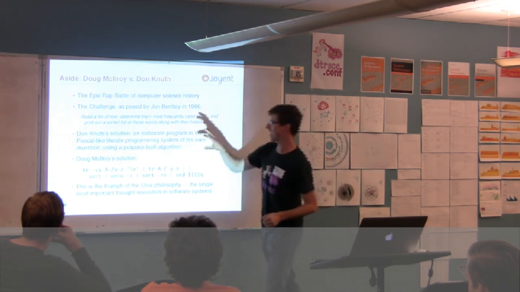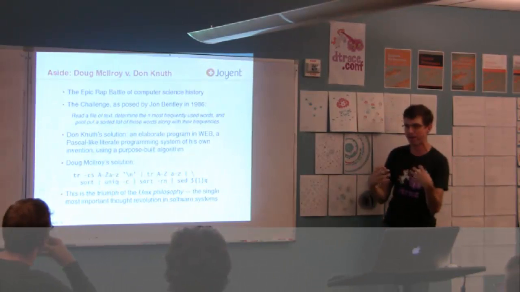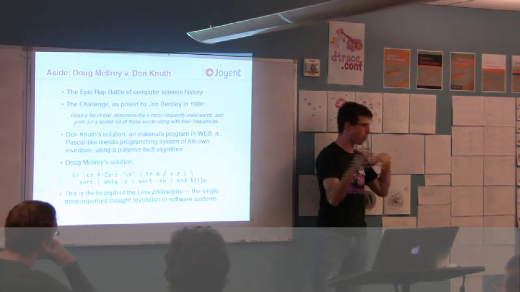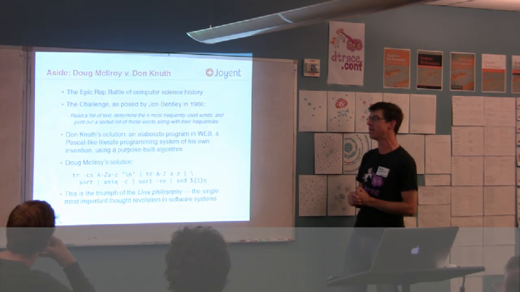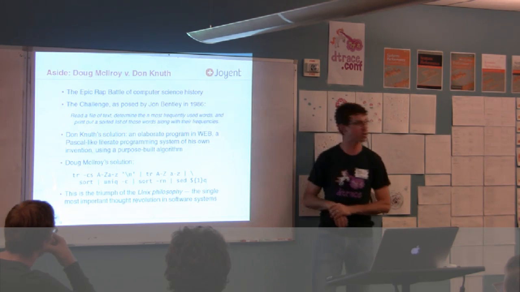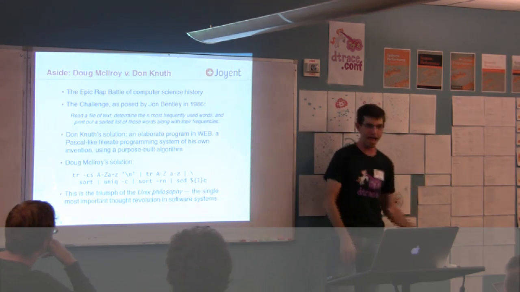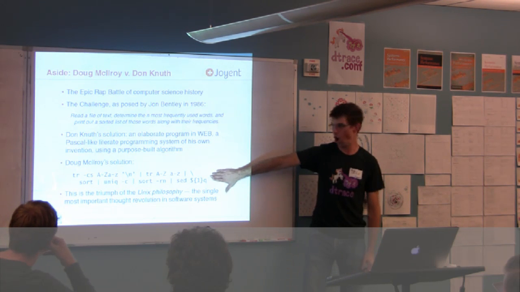Don Knuth writes an elaborate program in a new system he has developed, called WEB, all capitals, of course. And this is Pascal-like, part of his literate programming thing. People have good ideas and bad ideas. This is not necessarily the good idea column. And he develops this purpose-built algorithm, and there are like 8 pages of description of this algorithm and its beauty and so on. That's McIlroy's solution. Owned.